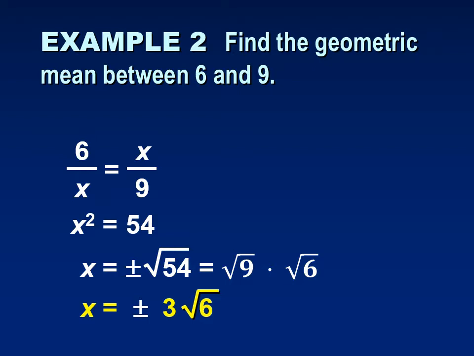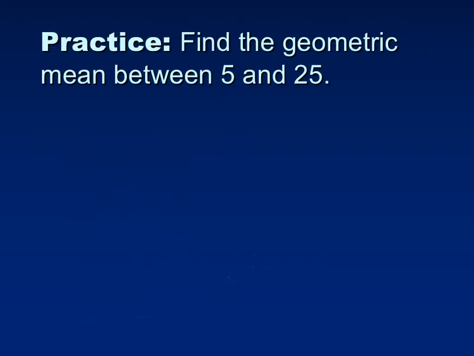Now the 6 can only be broken down into 2 and 3. Neither of those I can take the square root of, so I can stop. I'm done. The square root of 6 cannot be simplified any further, so my final answer is 3 square roots of 6. Let's try 5 and 25.